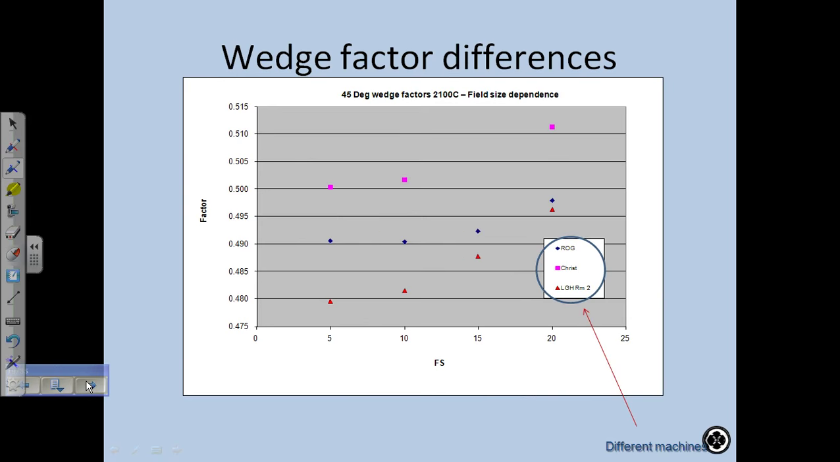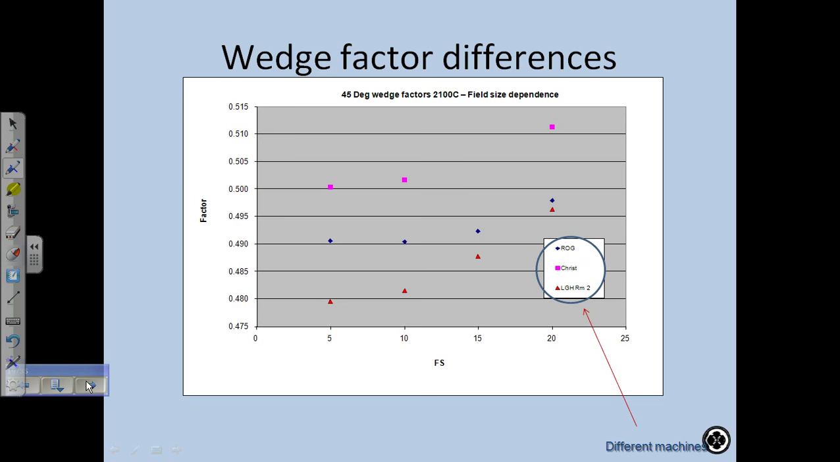Okay. This is just wedge factor differences between different institutions. This is across different field sizes. So as I change my field size, let's just pick one institution, LGH room 1. Right now there's a CyberKnife unit in there, but that's where we had an old Linac machine. We had a Varian 2100C in that room. So the wedge factor for different field sizes right here, these red triangles. And then I've done a whole bunch of machines in my time, but this is just three machines. This is the one at Christ Hospital.